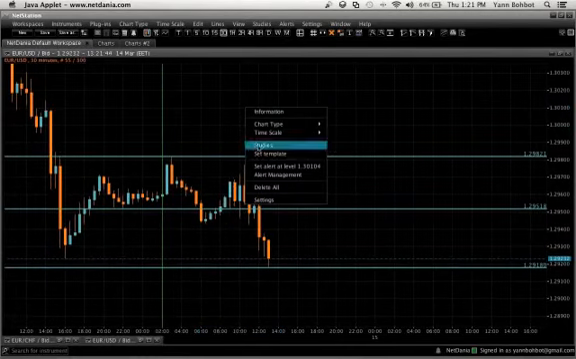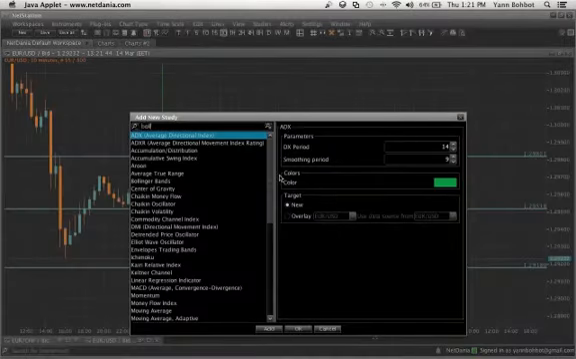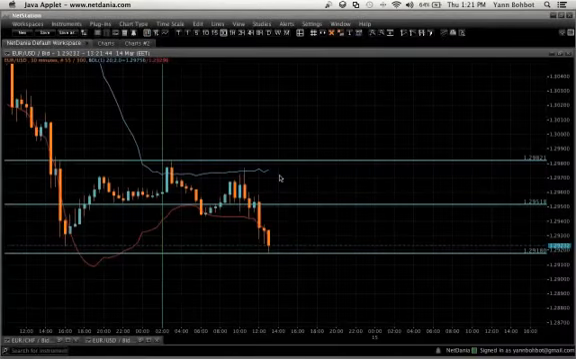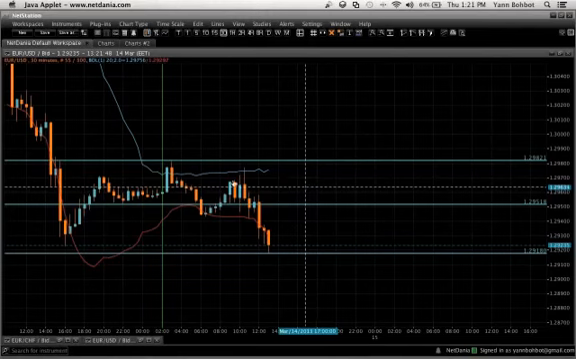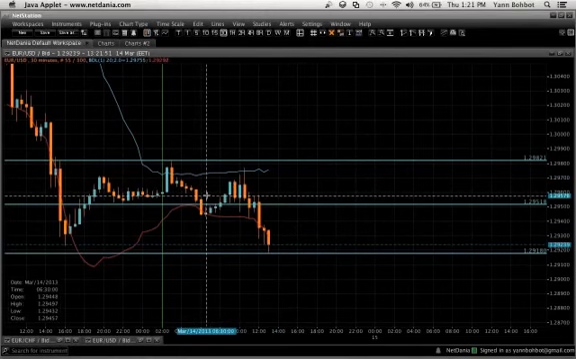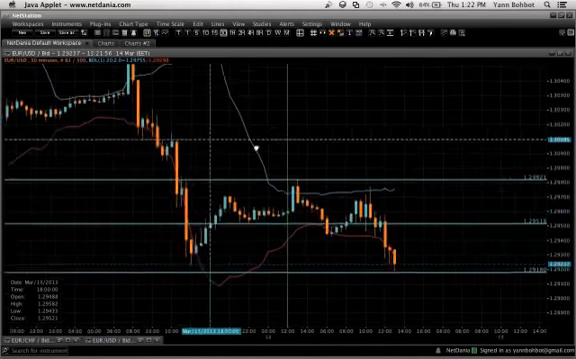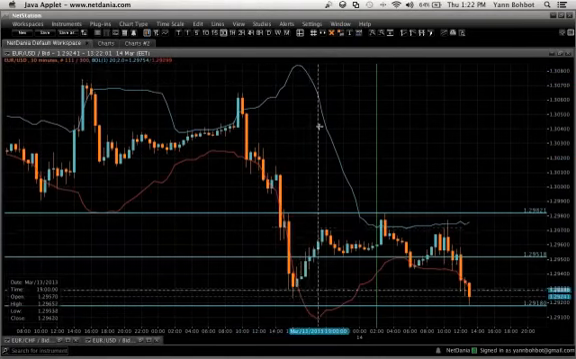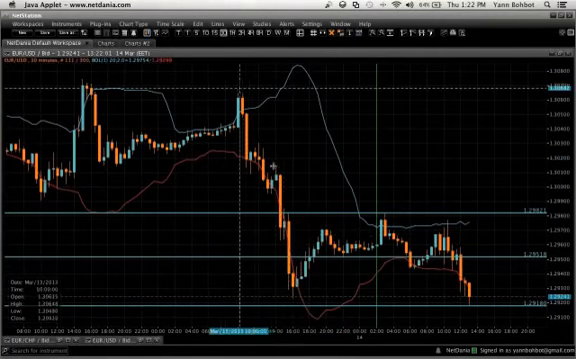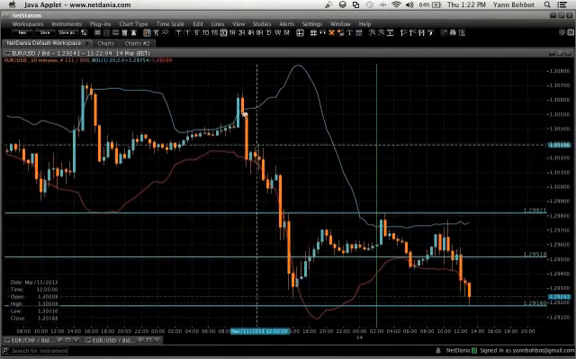Bollinger Bands. Okay, now what did we say before with our Bollinger Bands? When they're tight, it means that we're looking at a buy position. When they're far apart, we're looking at a sell position. As you can see here, they are far apart. So we were looking at a sell position.